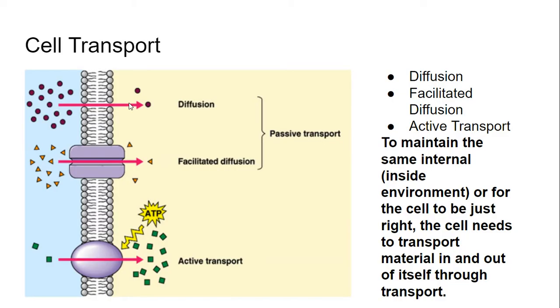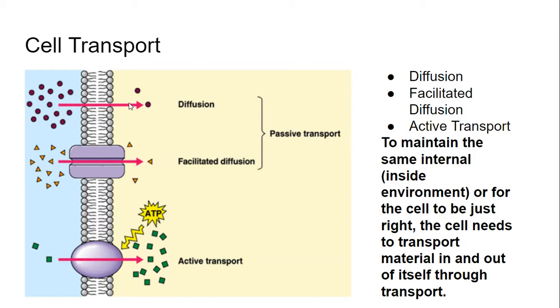How does the cell and overall body achieve this? Well, the cell has to remove some things and take in some things. It's like this constant activity that cells have to do to maintain an internal environment. These are the three main ways. It has to do with how the cell transports materials, transports oxygen, sugar, carbon dioxide, and so many substances that go in and out of the cell because it has to stay just right.